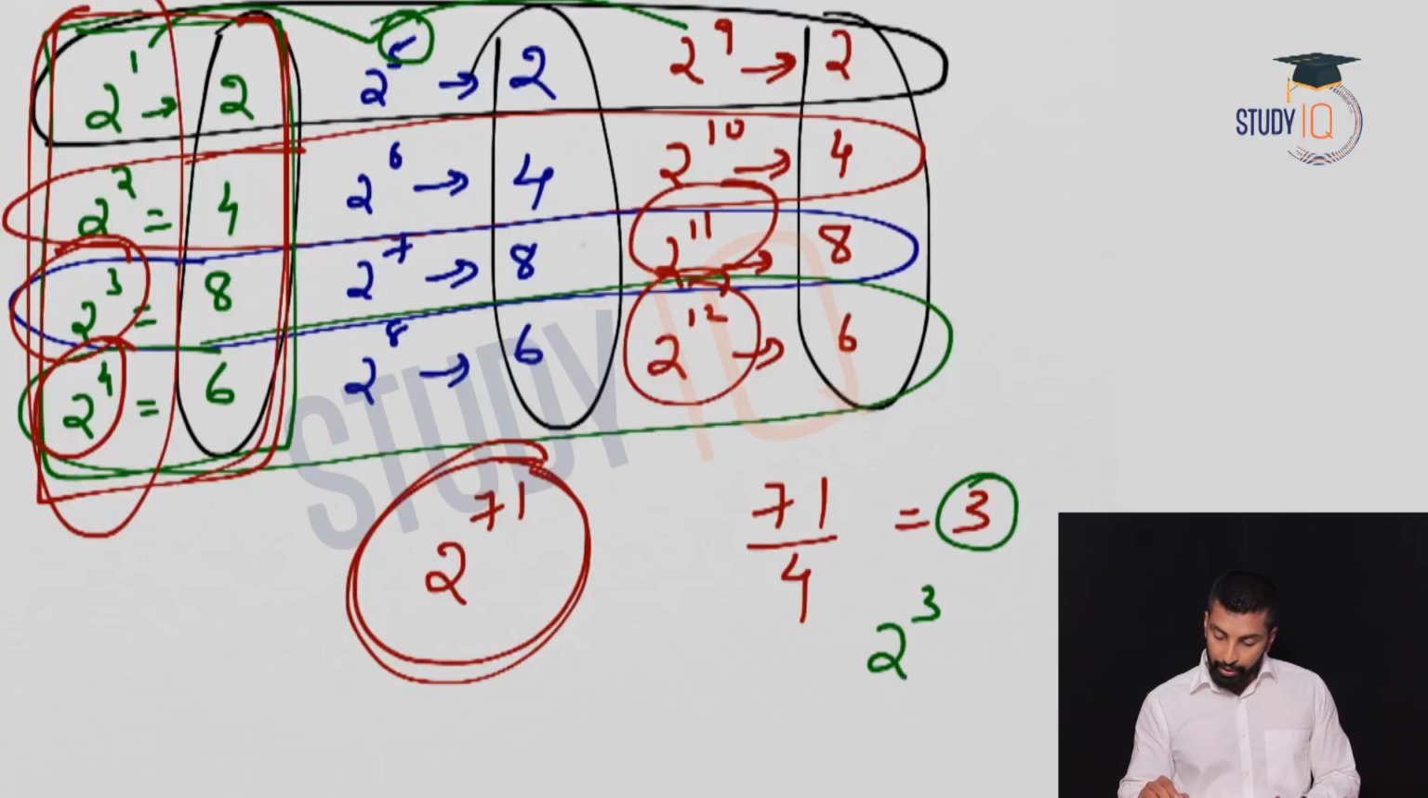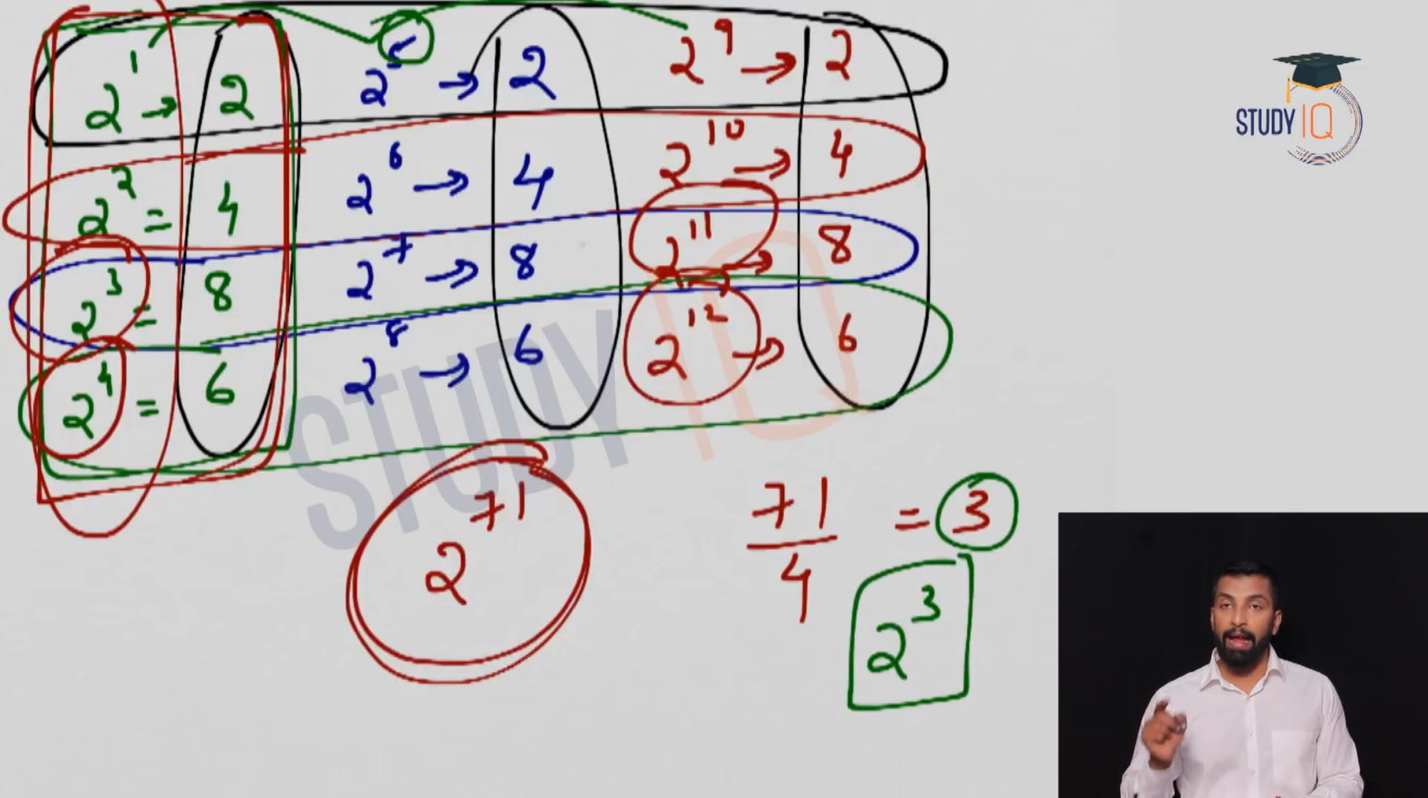Okay, the remainder is what you need to write. The base will always be 2, and the remainder is what you write as the power. So 2 raised to 3 means my answer is here, and that is 8. I hope you understood.